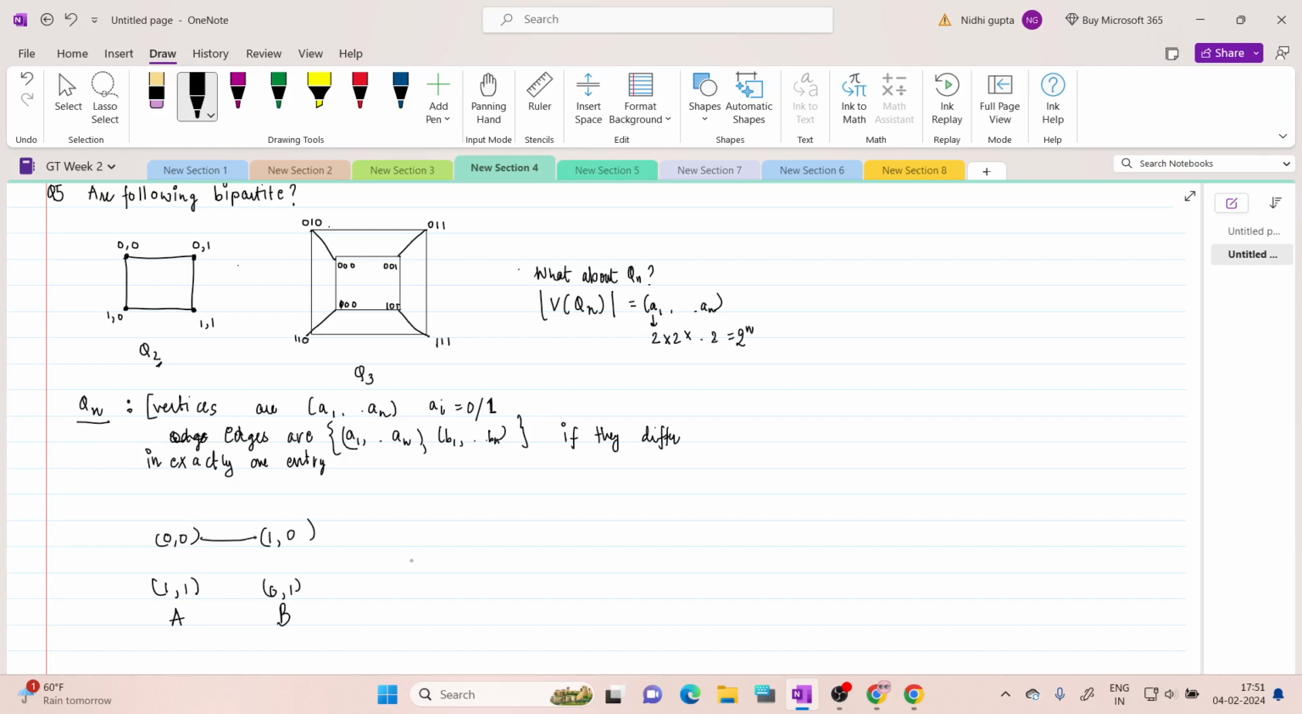There is an edge here, an edge here, and an edge here. So why is there no edge between 1 0 and 0 1? Because they differ at two places: the first entry is different, and the second is also different. So Q2 is bipartite. What do you think about Q3? Is Q3 bipartite? If it is, you will have to give me appropriate bipartitions.